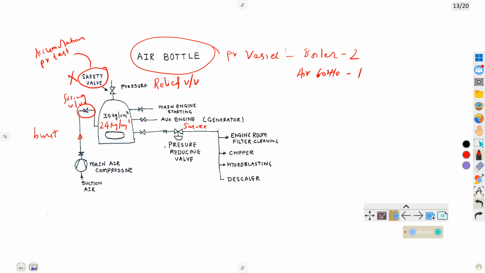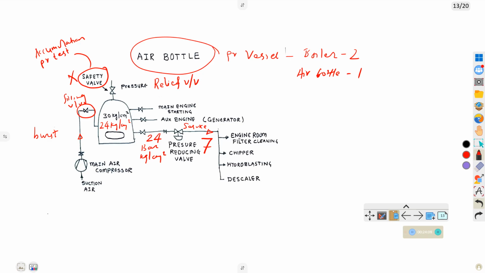Service air, how is it going? Now suppose it is 24 bar or kg per centimeter square. At this time, how much is the pressure reduced? It is reduced to 7.